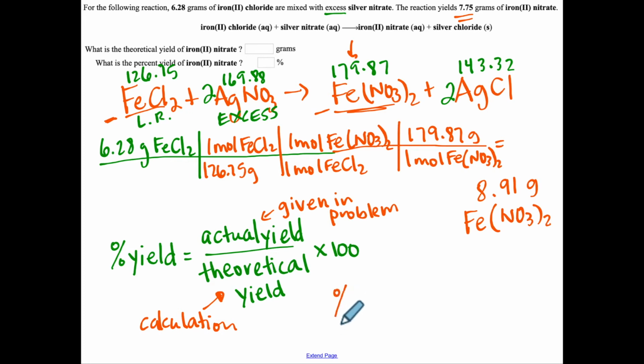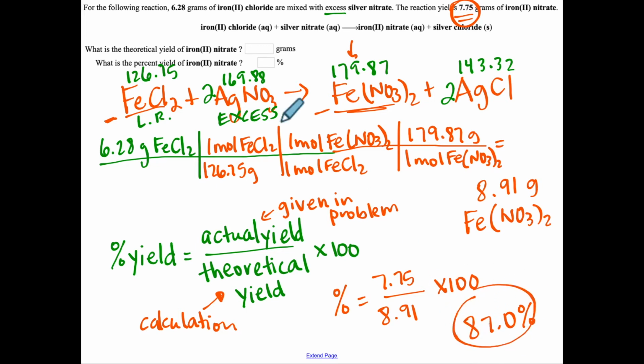So to find the percent yield, where the theoretical yield goes, we're going to put the 8.91. Where the actual yield goes, we're going to put the actual yield that's given in the problem, and then we're going to multiply by 100, and when you type that all in, you get 87.0% yield. So we would put in for our theoretical yield this number, 8.91, and then in for our percent yield, we would put 87.0.